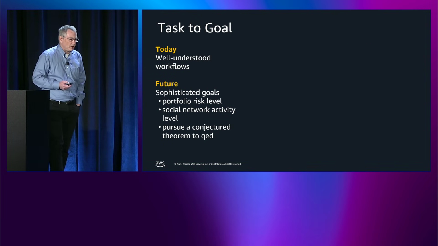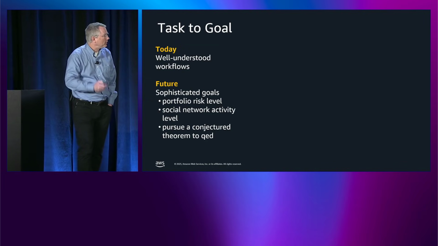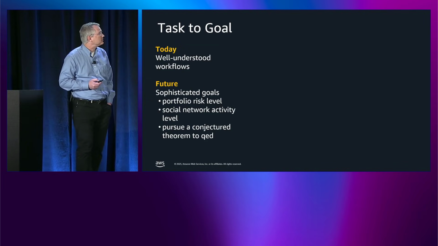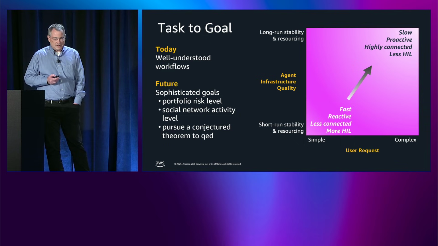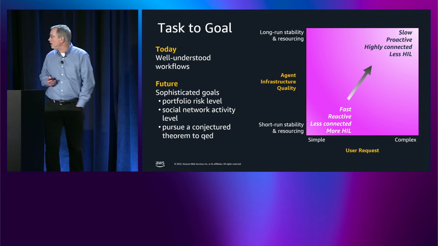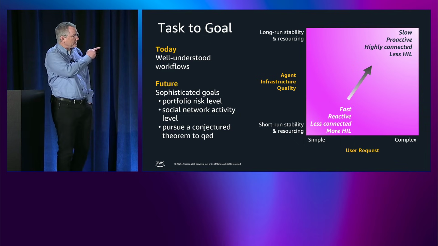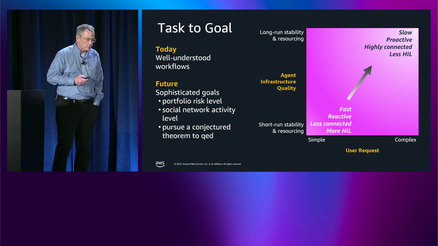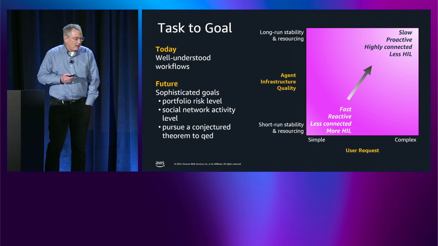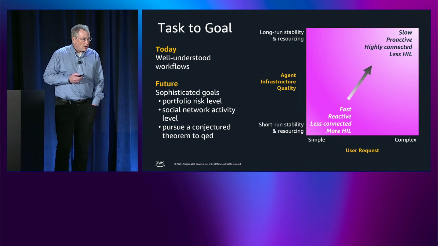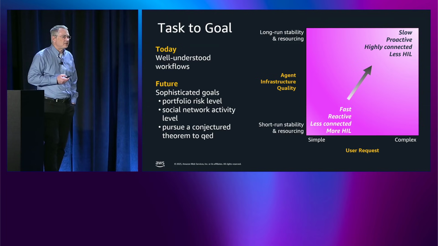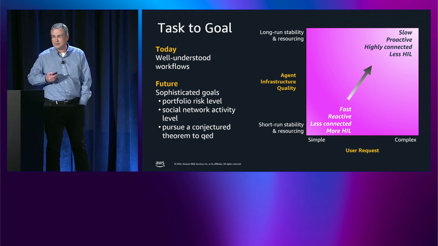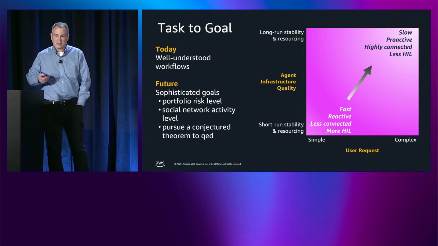And so from today, where we're really nailing it in a lot of domains on well-understood workflows, to the future where we have these sophisticated goals, we see this general trend, right? On the x-axis, you have the complexity of the task from simple to complex, or the complexity of the user request. On the vertical axis, you have the robustness, the resiliency, the strength of the infrastructure that you support the agents with.